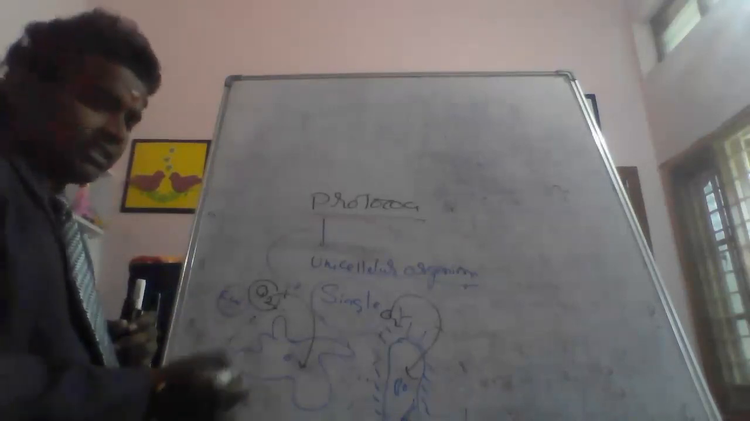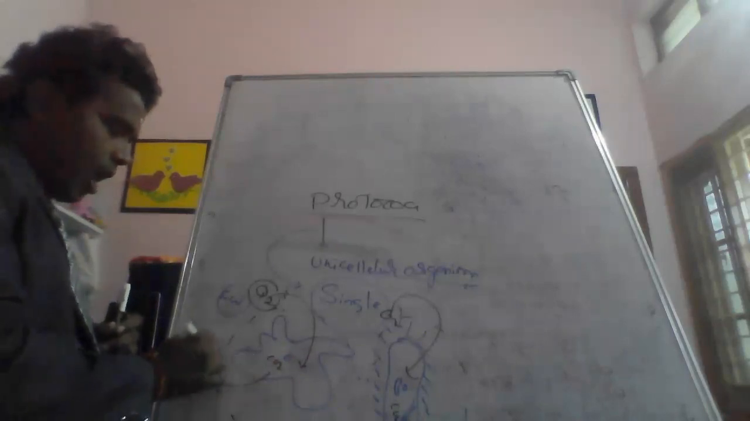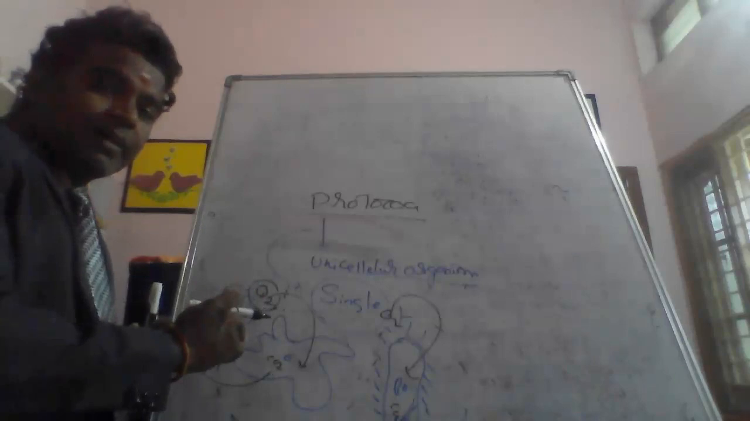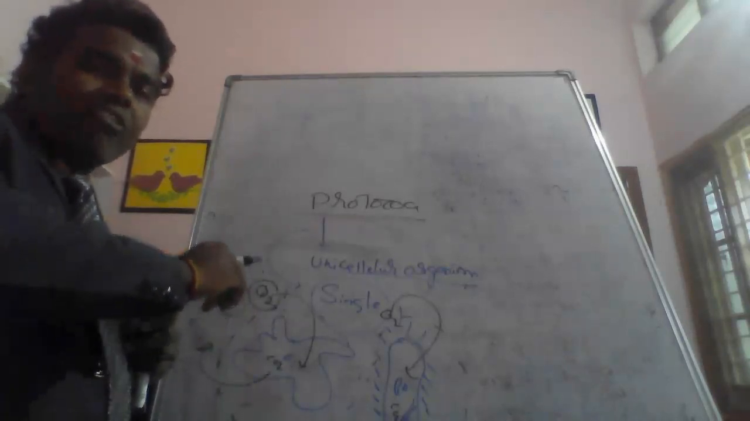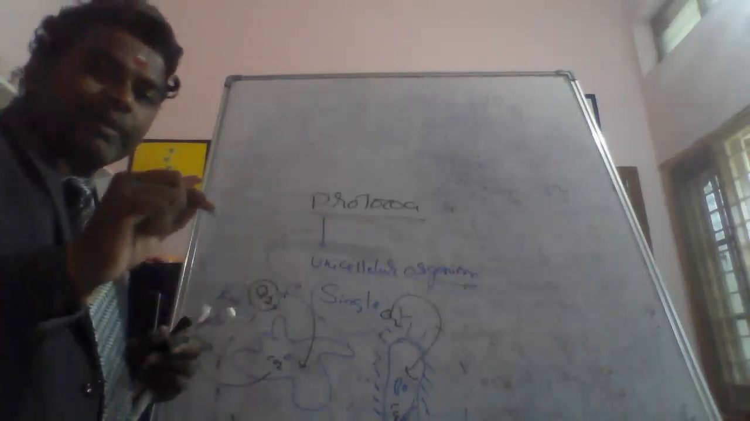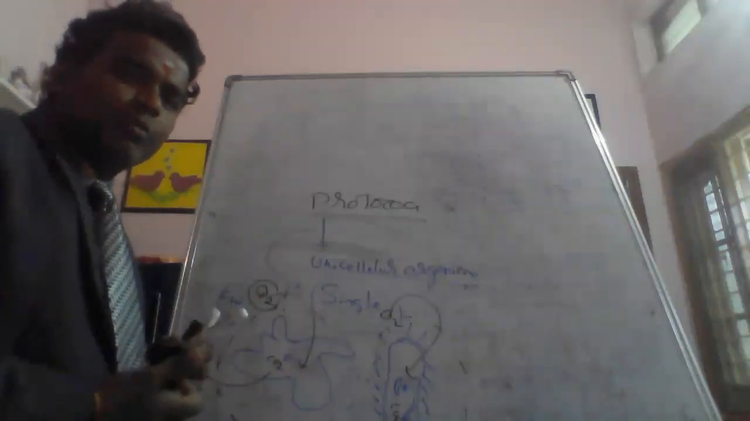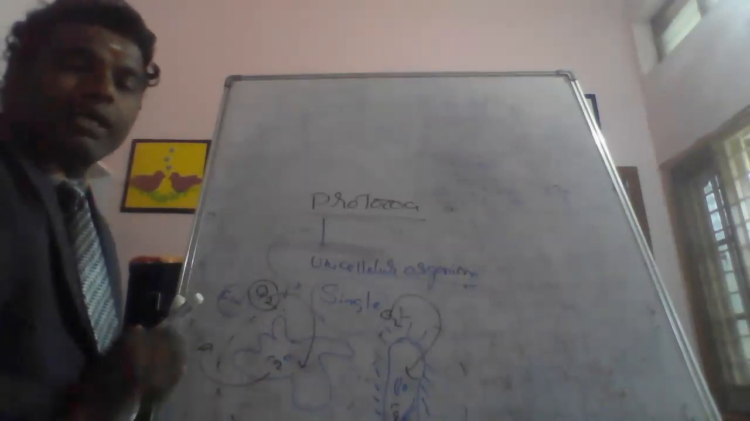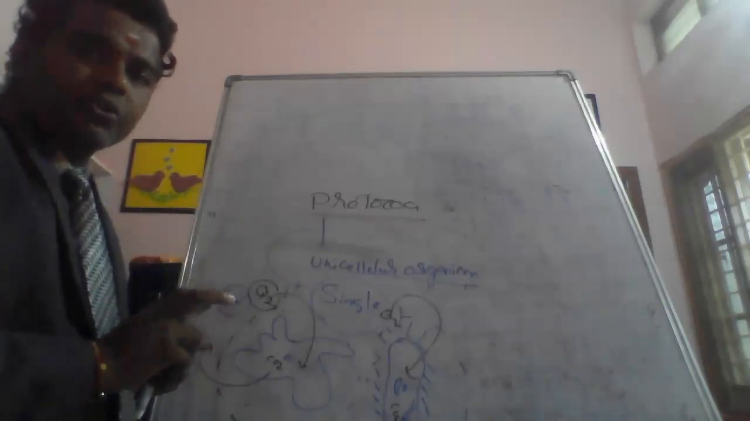And vice versa, carbon dioxide is also removed from the body to outside. Inhalation, or inspiration, means environmental oxygen entering from the environment into the body. After metabolic activity, carbon dioxide is formed, and that carbon dioxide removed from the body to outside is called expiration. You know very well, already told you.